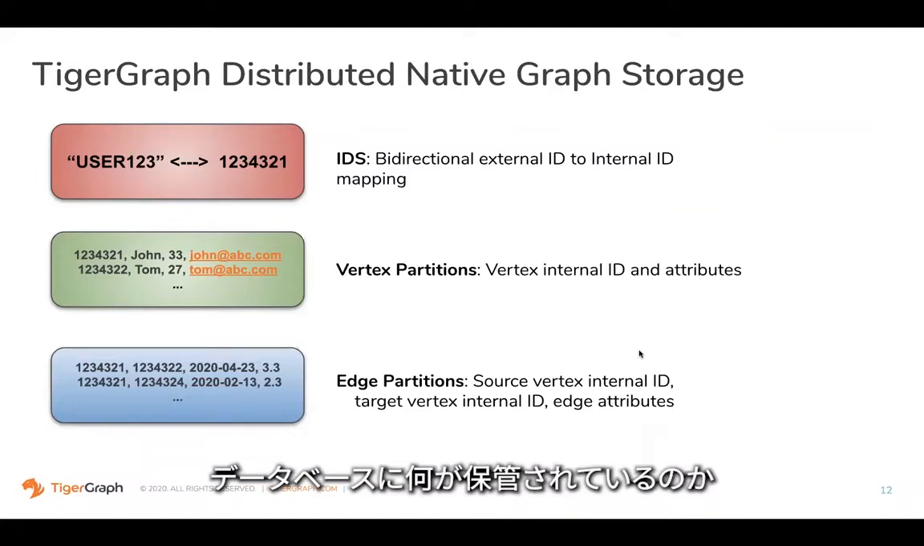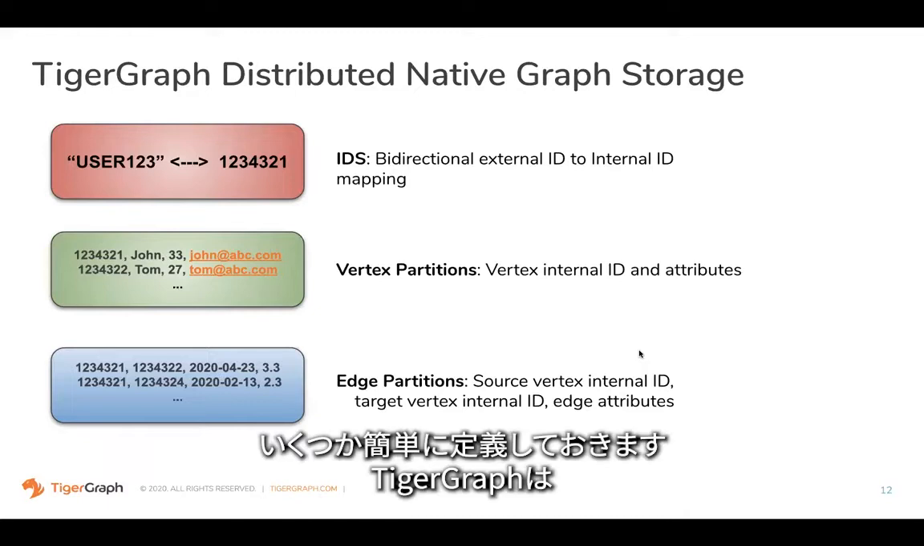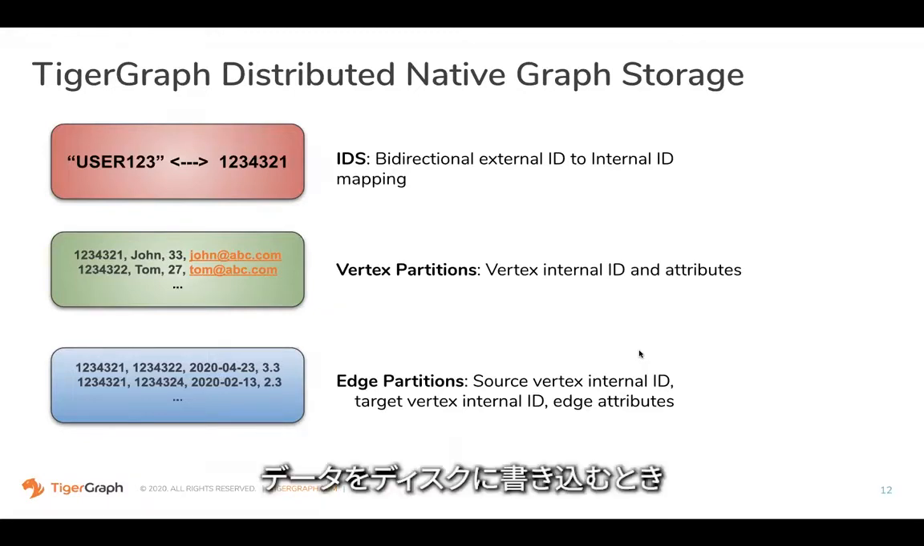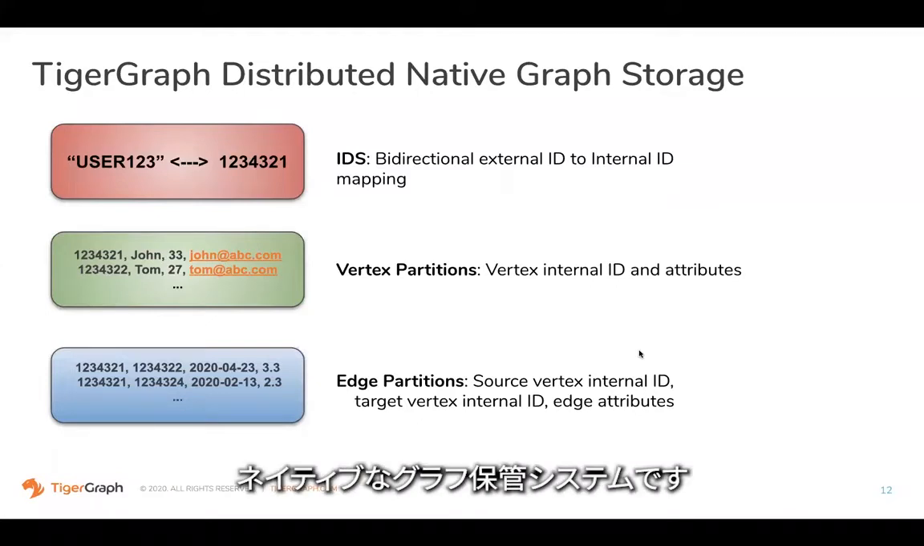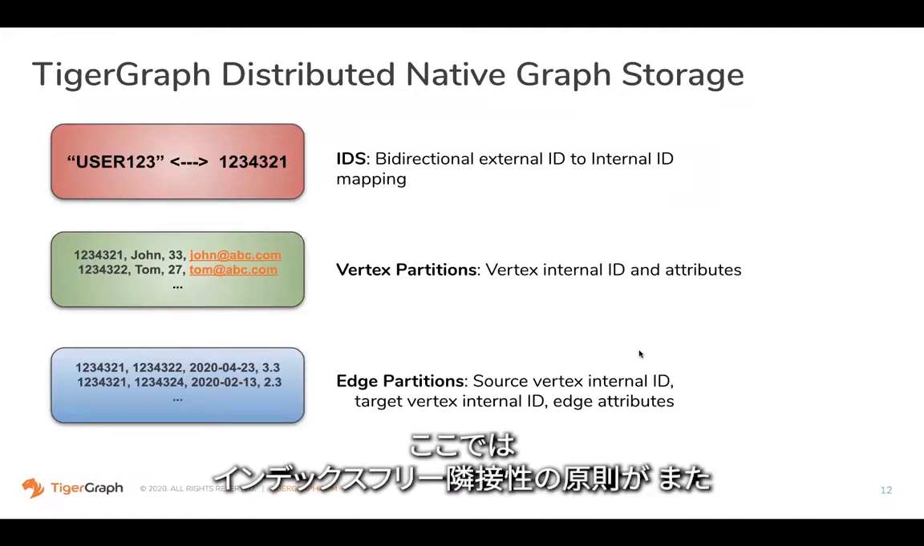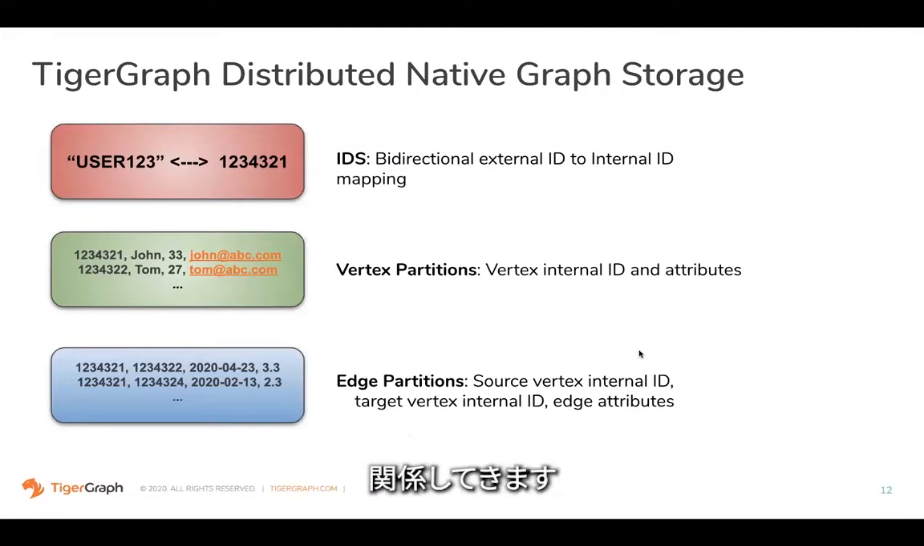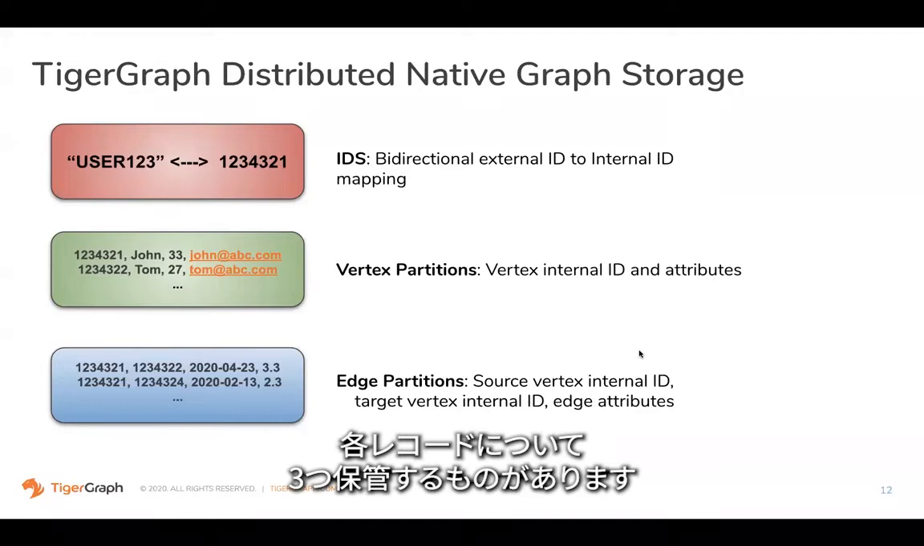So one other thing I wanted to emphasize is when I say internal format and how we store data, I wanted to quickly define a few things as to what is stored exactly inside the database. TigerGraph is a native graph store. So when we write data to the disk, our goal is to make it easy for traversal and retrieval later. So here the principles again of index-free adjacency come into picture. So the three things we store for each record are listed here.